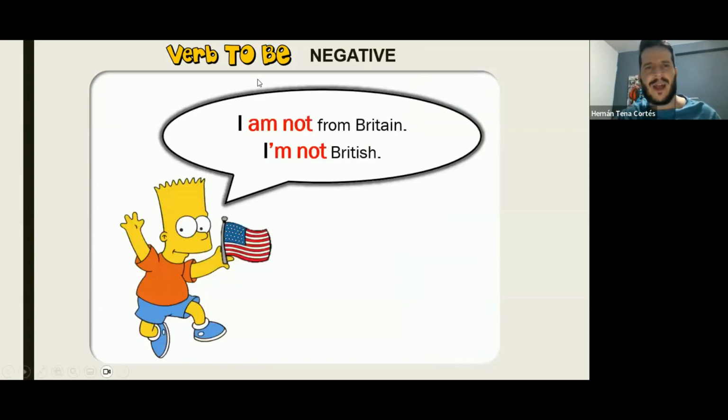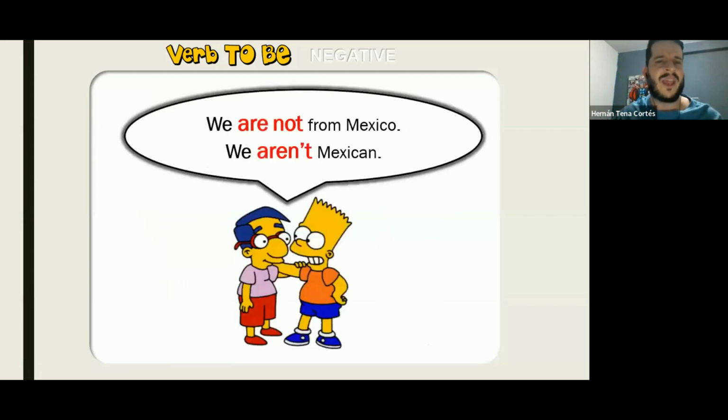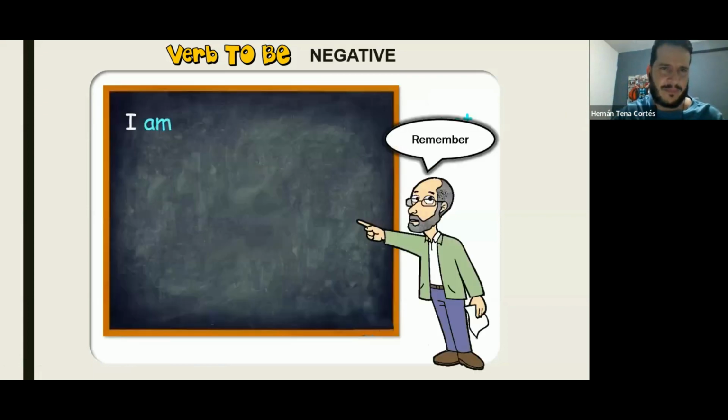Vamos a mirar ahora frases negativas. I am not from Britain. I'm not British. Ahora aquí, después del verbo to be, mire que ahí tenemos la palabra not que utilizamos para frases negativas con ese verbo to be. She is not Marge. She isn't my mom. We are not from Mexico. We aren't Mexican.